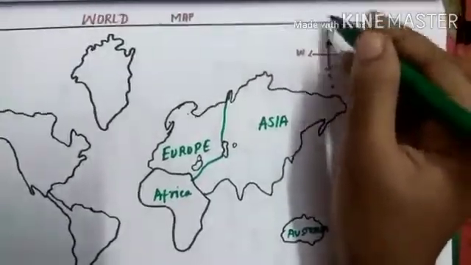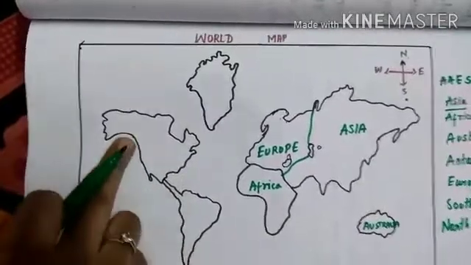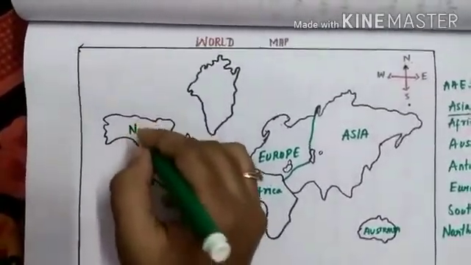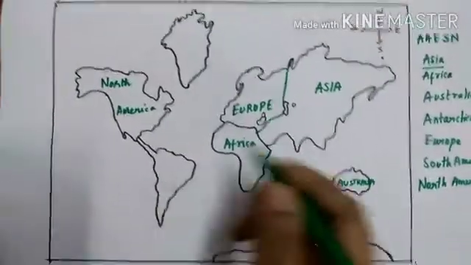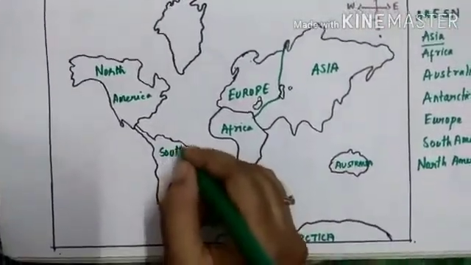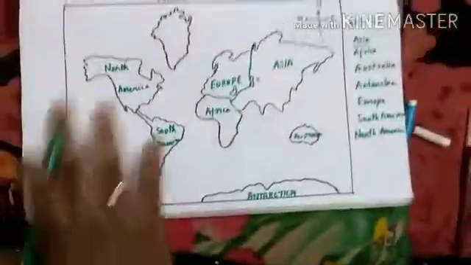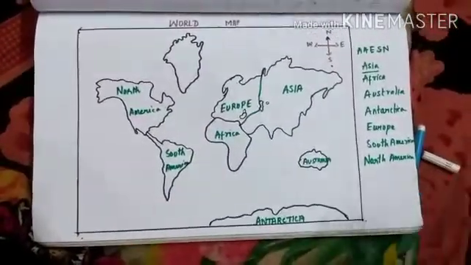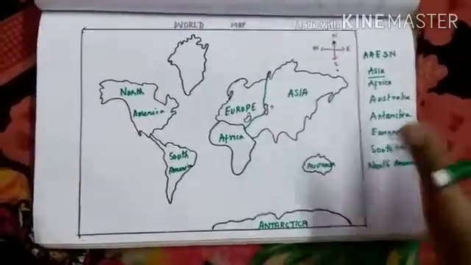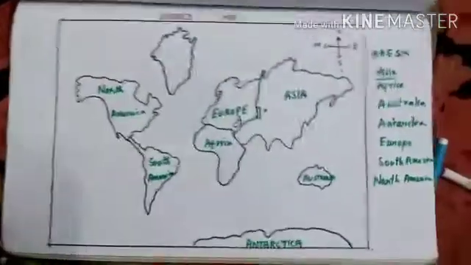Which one is north? The above one is north. So in these two, which one is at the top? This one. So we are going to mark this as North America. Of course, this one is South America. That's it. We have marked all the 7 continents on the world map. It is so easy. You can easily get 7 marks by writing all the 7 continents on the world map.